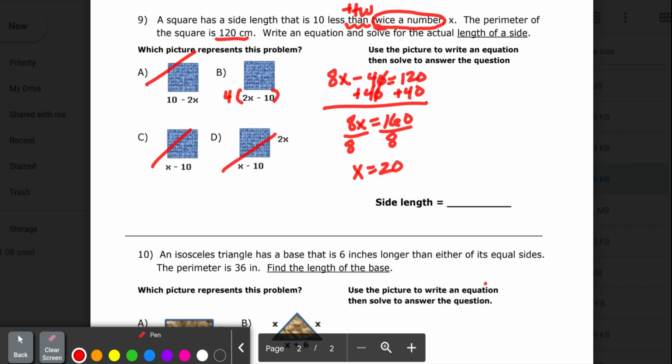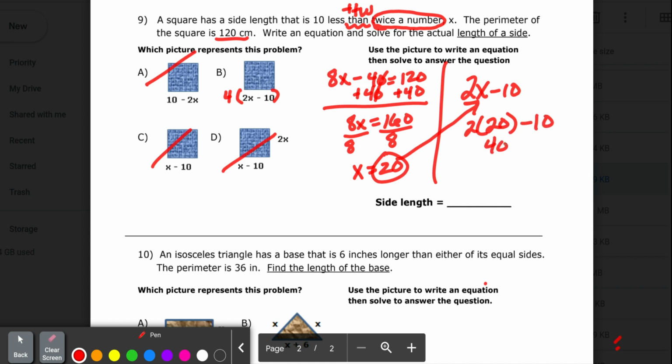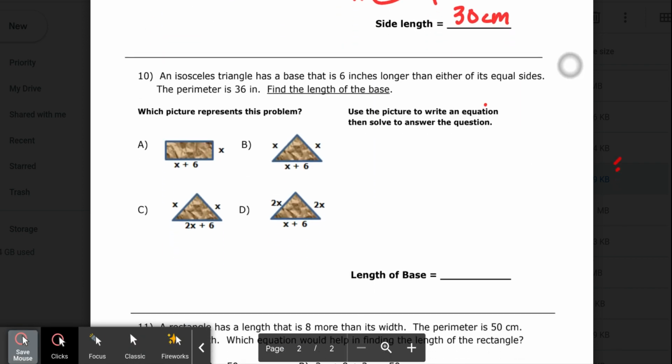But we're not wanting to find x. We're wanting to find the side length, okay? So over here, 2x minus 10, we're going to put 20 in place of x. So 2 times 20 minus 10, so that gives us 40 minus 10, which is 30 centimeters. And some of you are like, well, duh. If there's 4 sides, each side needs to be 30. Yes, so that is another way that you could have figured it out.